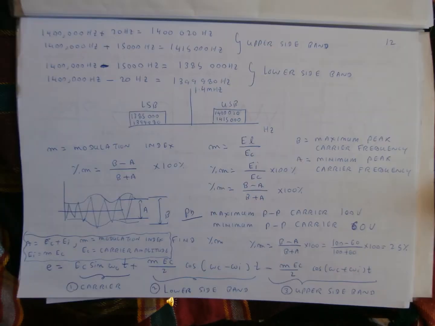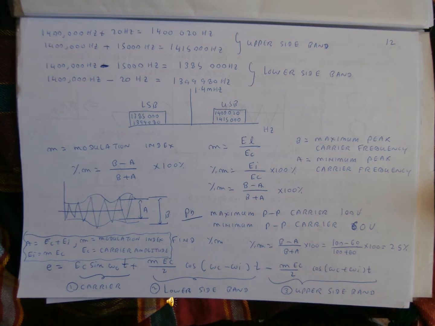You also see the megahertz there: 1400000 hertz plus 20 hertz, so you get 1400020 hertz. Also 1400000 plus 15000 hertz, so you get 1415000 hertz. That will be the upper side band frequency.